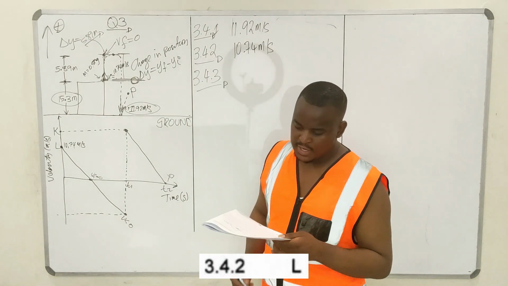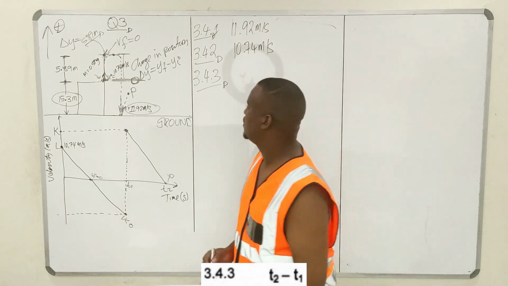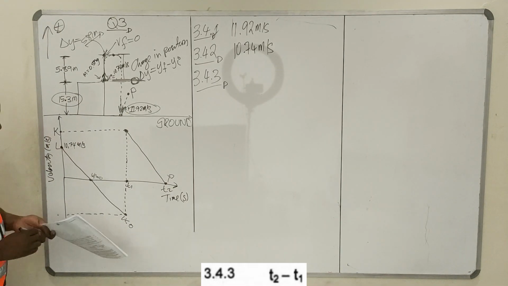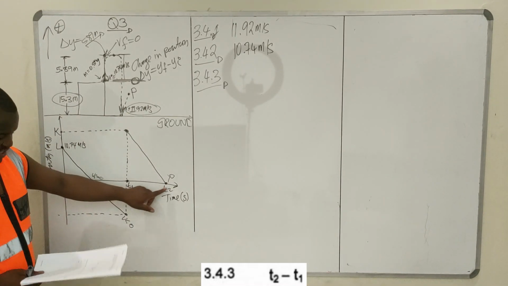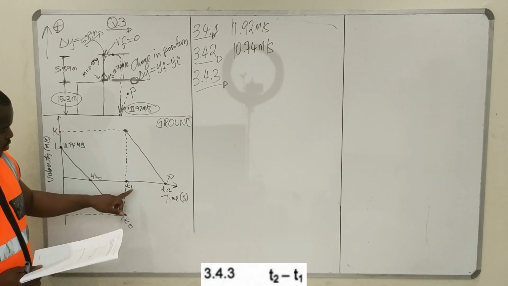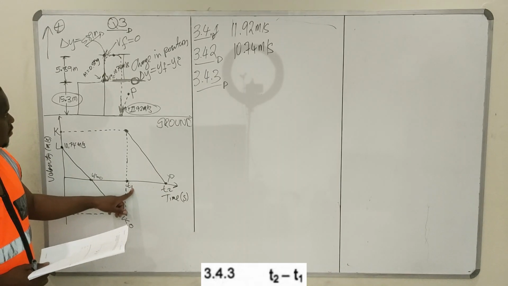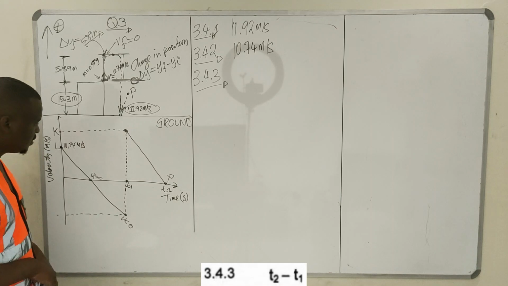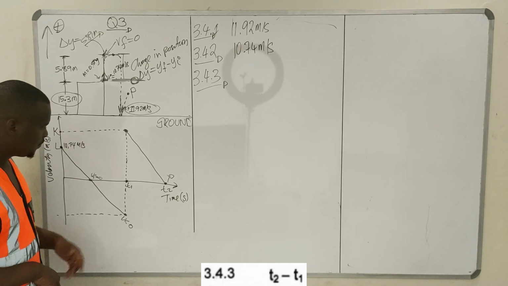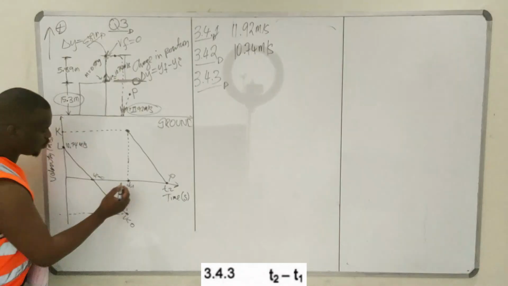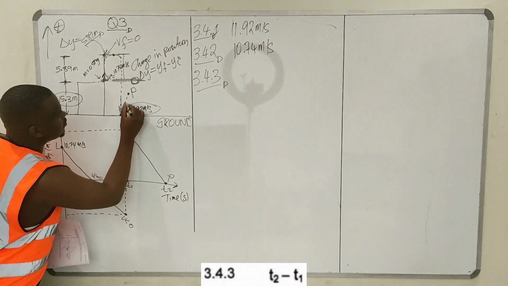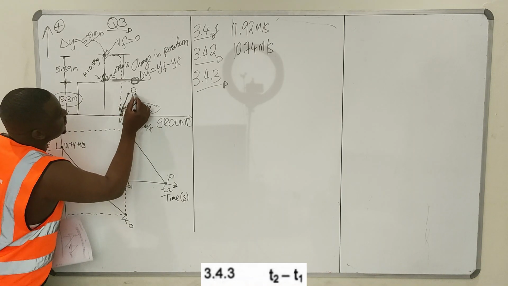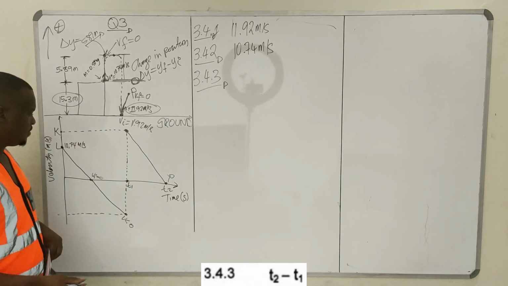3.4.3. They want to find T2 minus T1. They want to find the difference from this time to this time. This is the time that they are looking for. So I would say they want the time it takes from here to get there, right? So you have your initial velocity, which is 11.92 meters per second, and you have your final velocity there, which is equal to 0. So you can find that time, right?